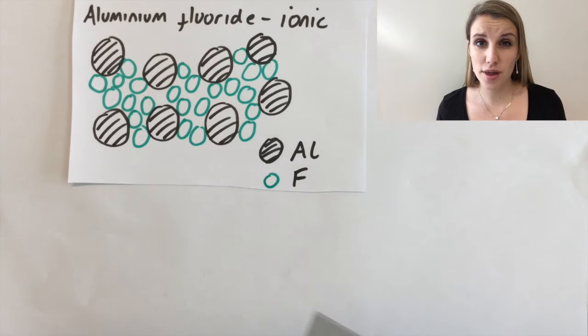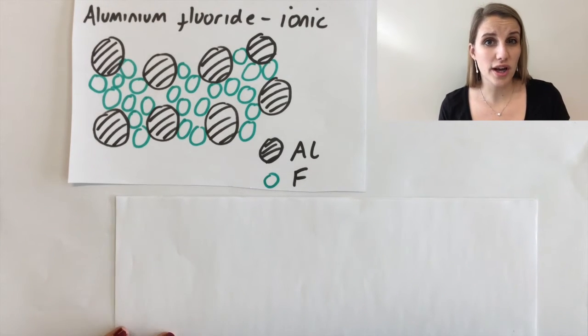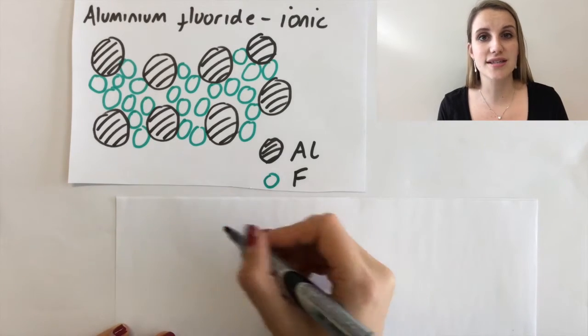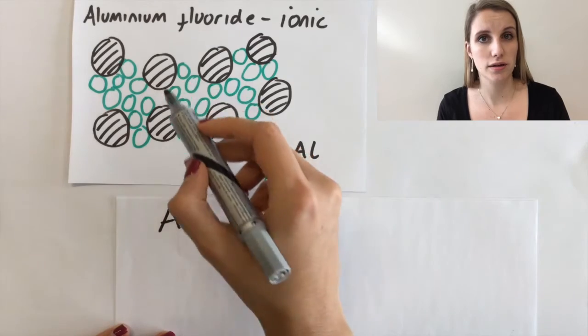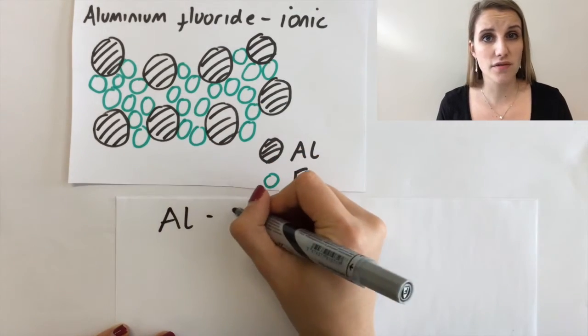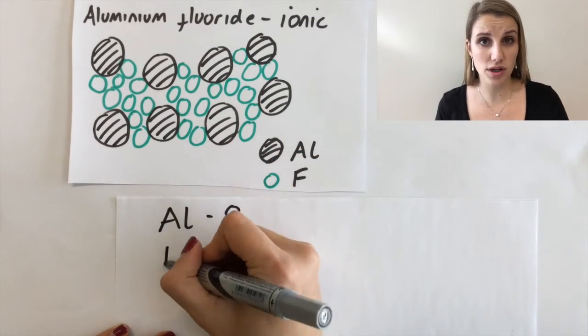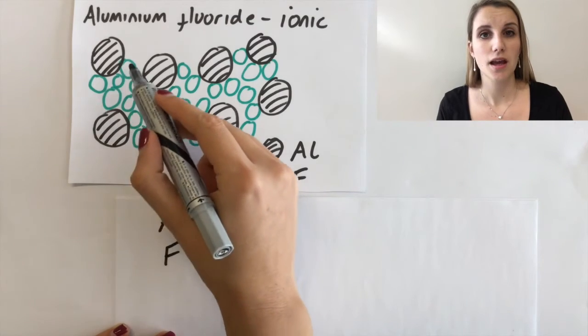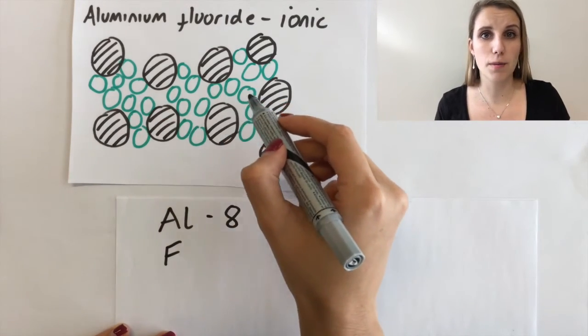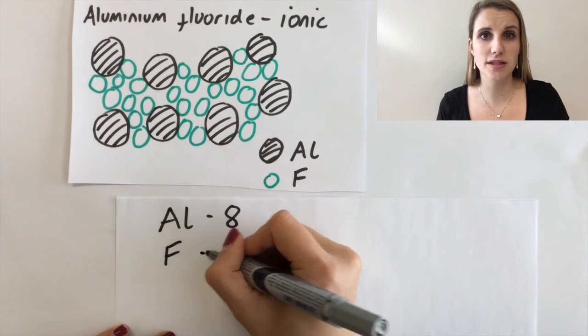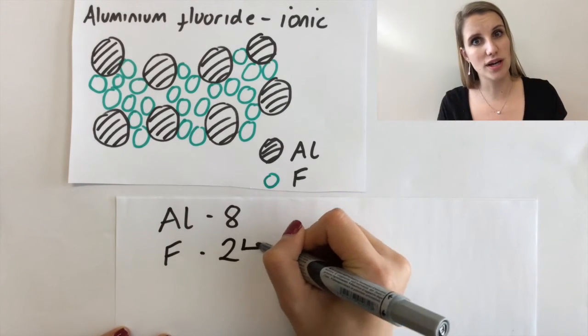So, should we go through this? With ionic compounds, what you're looking for is the simplest ratio. So let's work out what the ratio is to start with. So for the aluminium, I've got 8 of them. So all the black ones, if you count them up, there's 8. The fluorine, there are 24 of those green circles representing the fluorine. So that means I've got a ratio of 8 to 24.